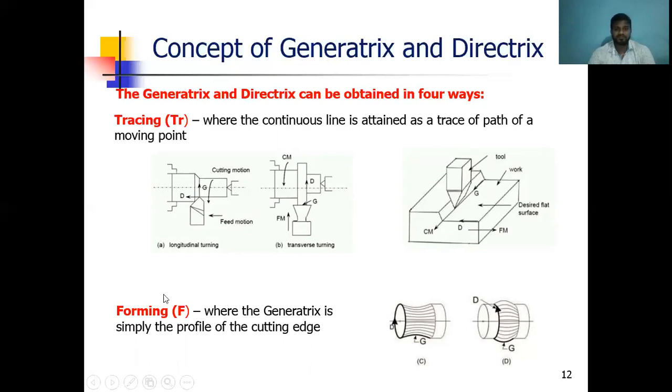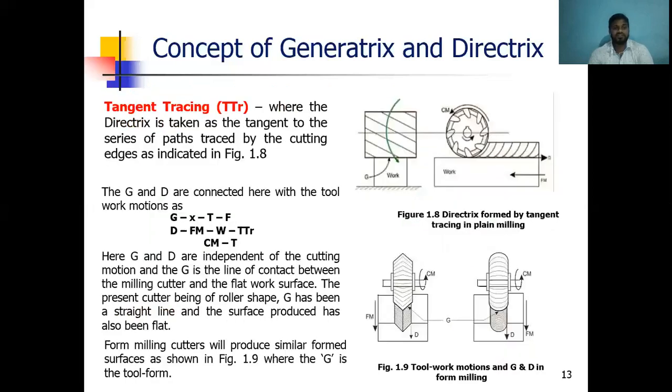Next, forming, where the generatrix is simply the profile of the cutting edge. Here forming is where the chip is removed from the material by the primary motion. And tangent tracing, where the directrix is taken as the tangent to the series of paths traced by the cutting edge.